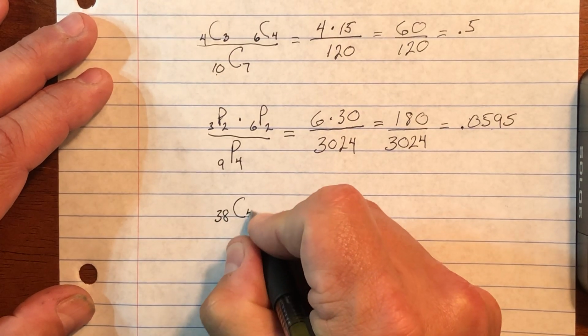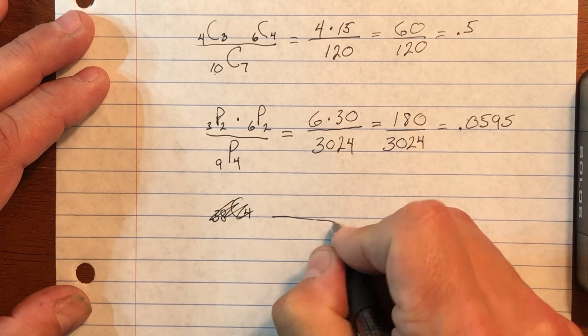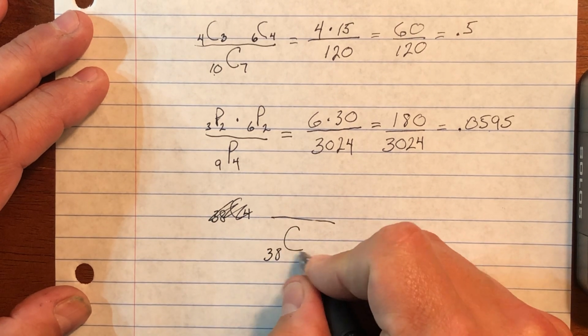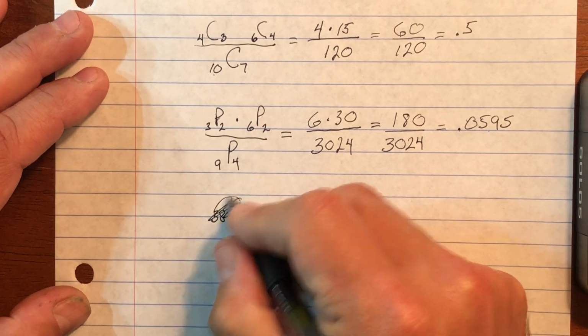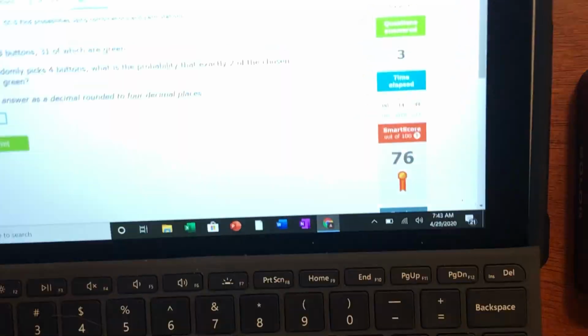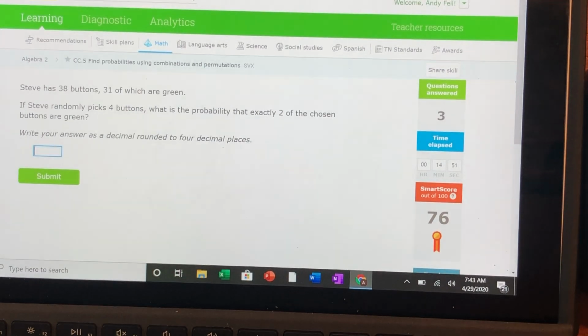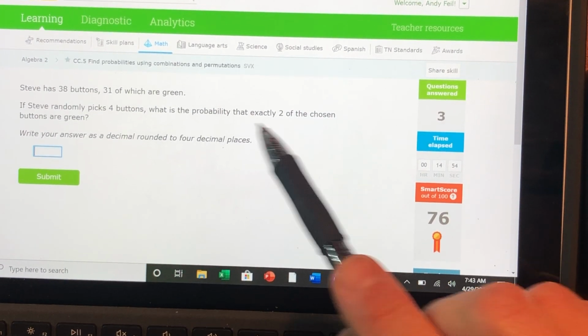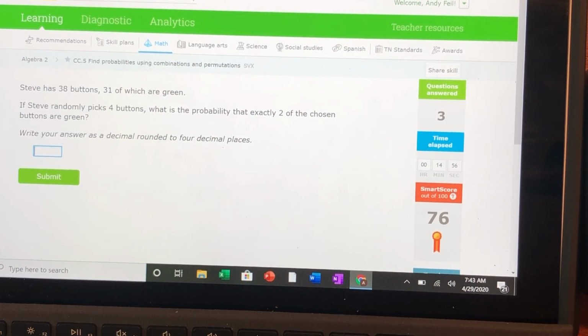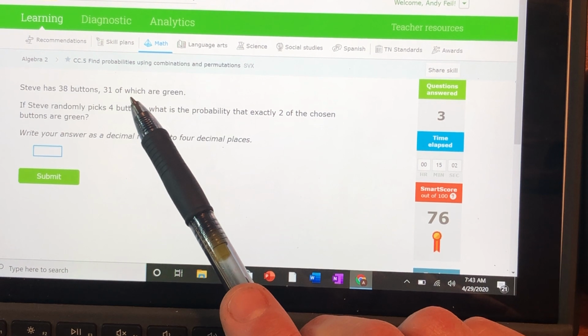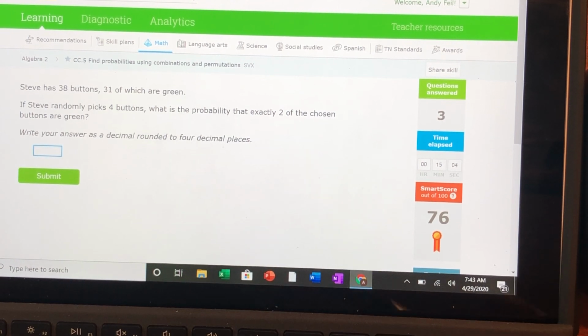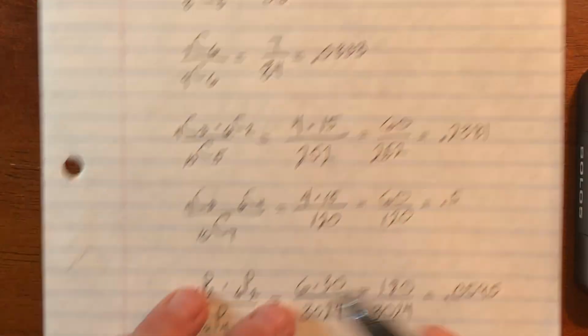38 choose 4 is going to go in the denominator. Okay. Let's figure out the numerator. He wants 2 of them to be green. It doesn't say they have to be in a certain order, it just says they have to be green. So how many green buttons does he have to choose from? Well, he's got 31 and he's choosing 2 of them. So the first part of the numerator is going to be 31 choose 2.